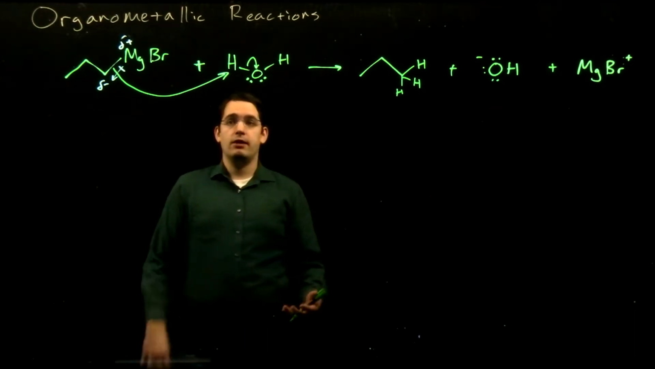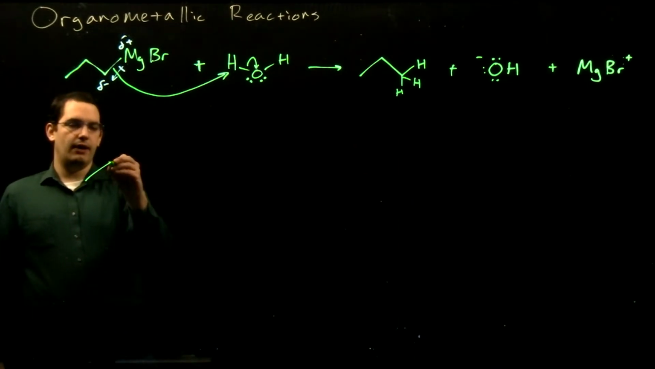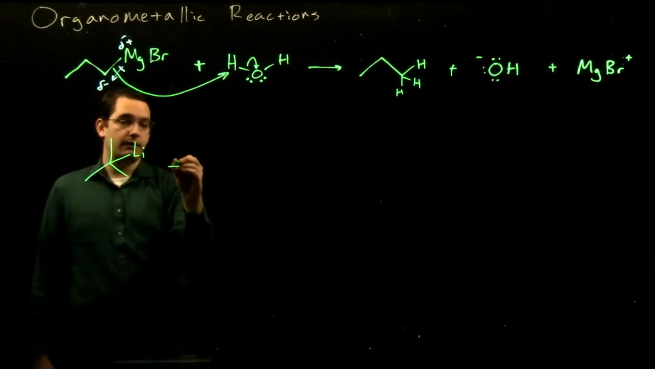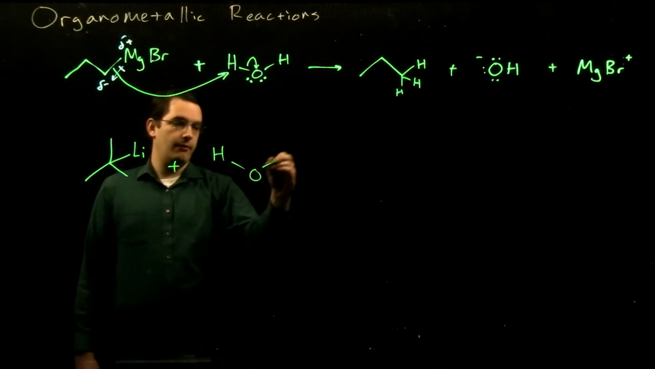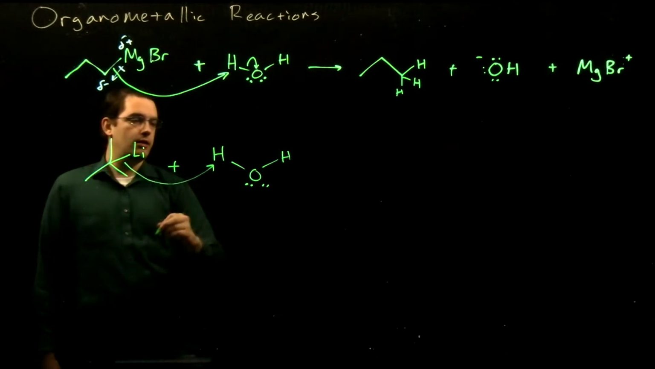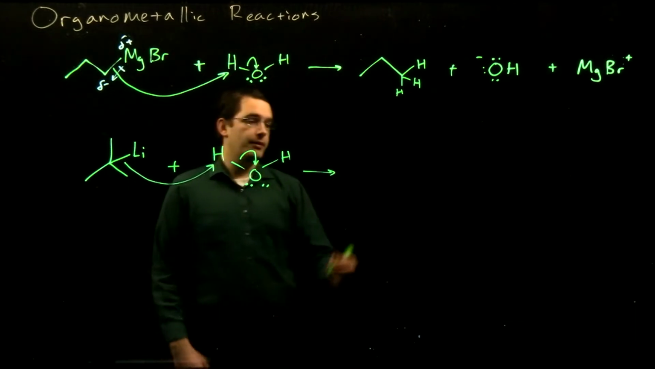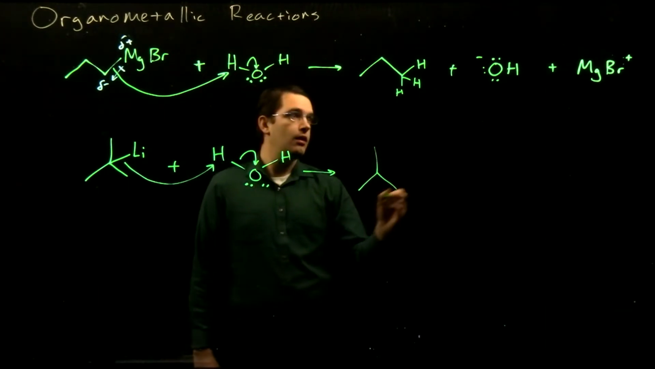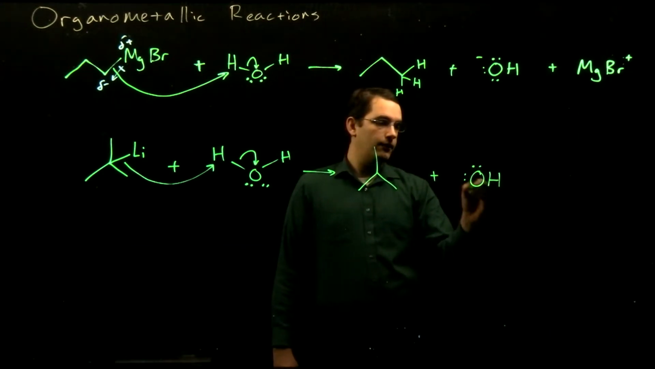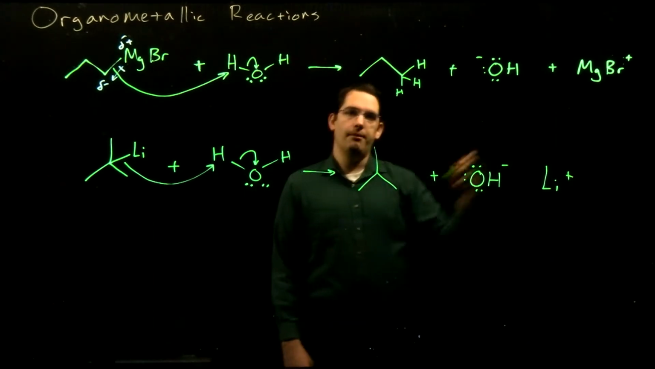Now, this reaction can also occur, of course, with our organolithium compounds. So let's say we have T-butyllithium. So our T-butyllithium would look like this. We'd be reacting it with water. Again, we use that polarized bond to deprotonate our water. That would create T-butane, and our hydroxide ion again. Of course, in this case, we just have our lithium cation here instead of our magnesium-based cation.